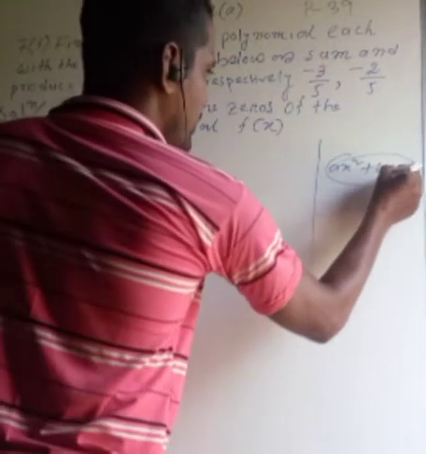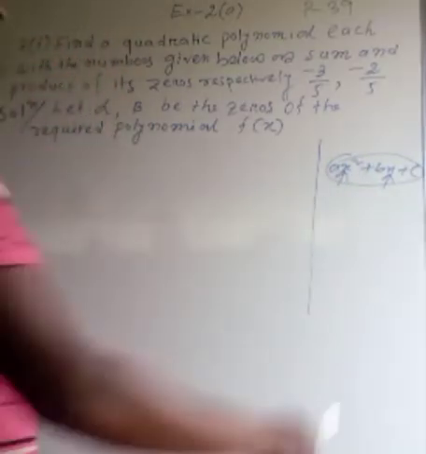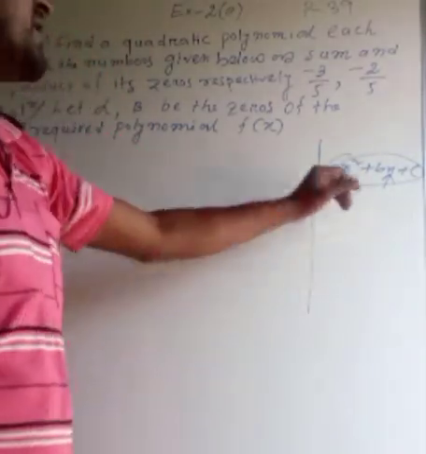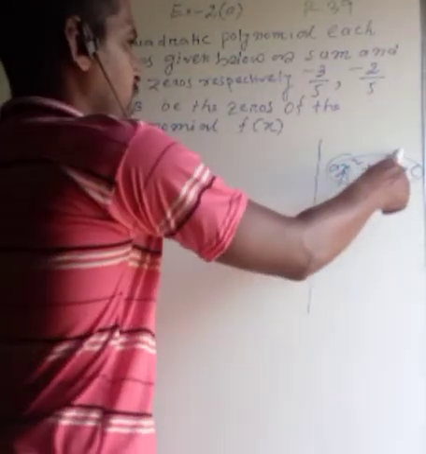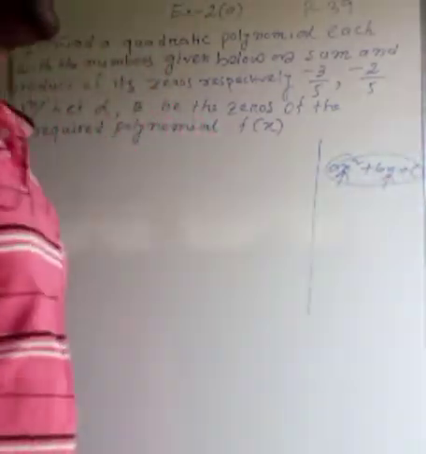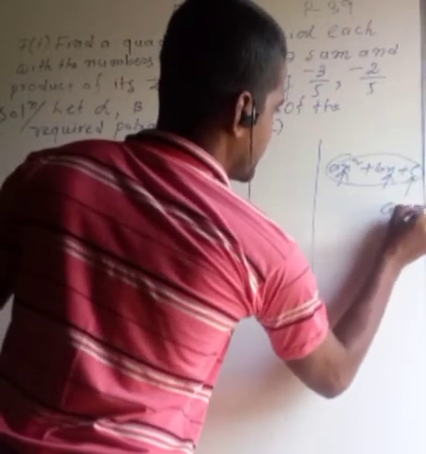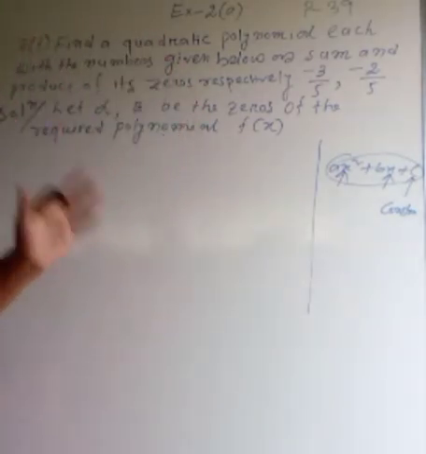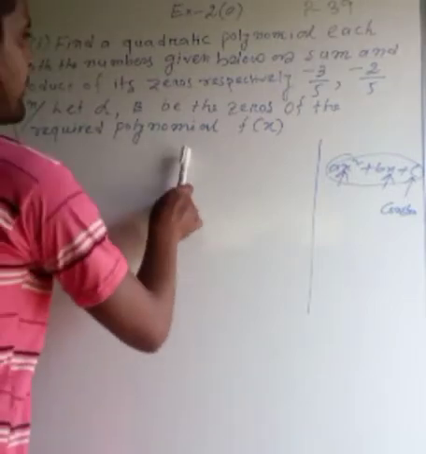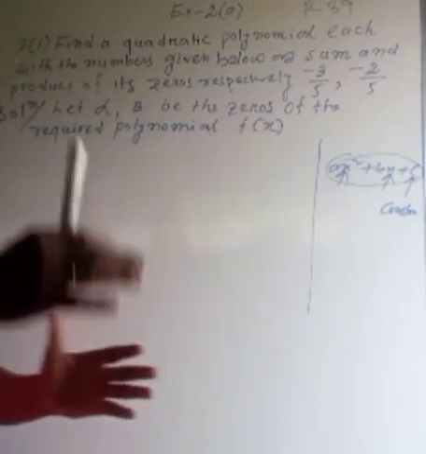It means there will be an x square term, and there will also be an x term. The first one is x square, the coefficient of x square is a, the coefficient of x is b, and c is nothing but a constant. We have to understand that the last value will be a constant. So let alpha, beta be the zeros of the quadratic polynomial, or we can write the required polynomial f(x). The f(x) value we have to find.